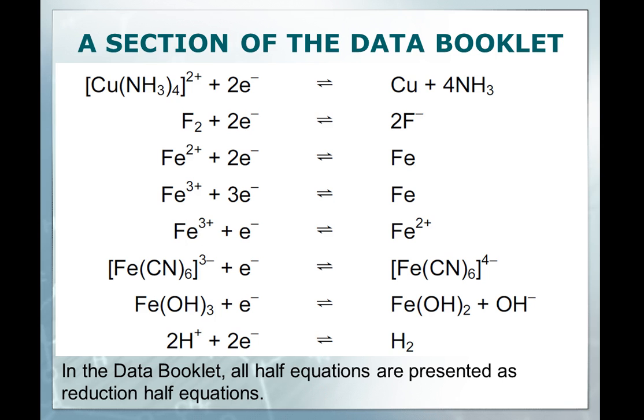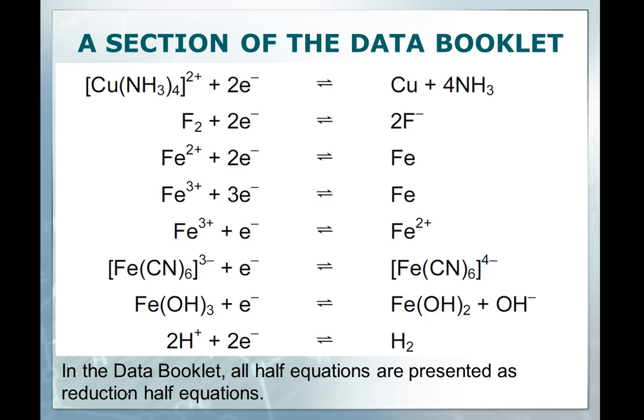Things to take note: if you notice, the electrons are represented here with the e minus sign. So in the first one, this is 2 electrons or 2 moles, 2 moles, 2 moles, 3 moles, 1 mole, and so on. And also, all the half equations in the data booklet are presented as reduction half equations. This is just to standardize the presentation format.